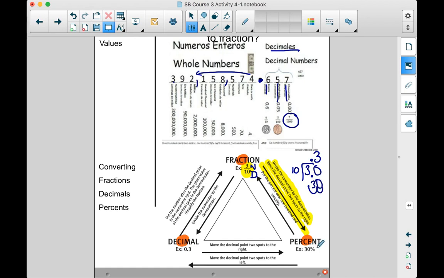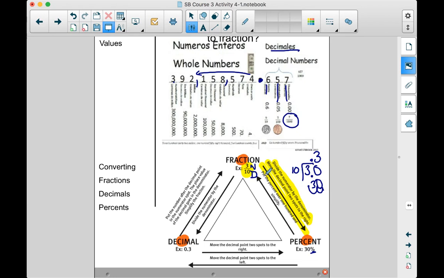So to go from a fraction to a percent, I divided my numerator by my denominator. I got 0.3, and then I move that decimal 2 spaces to the right. And then I go ahead and I just add that little percent symbol behind it.